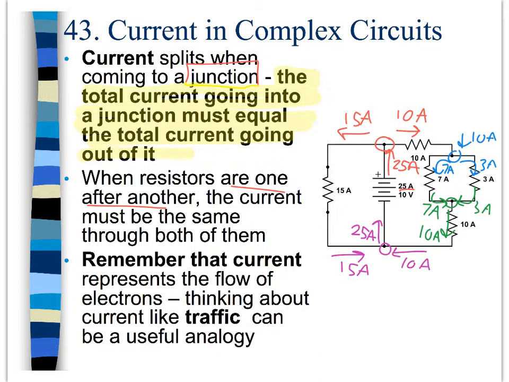Electrons, I think about a lot like traffic, or the flow of people, through various pathways, through different branches. That's going to be our useful analogy for thinking about current, and we'll look at that on the next slide. But the key rule here is right here: the total current going into a junction must equal the total current going out of it.